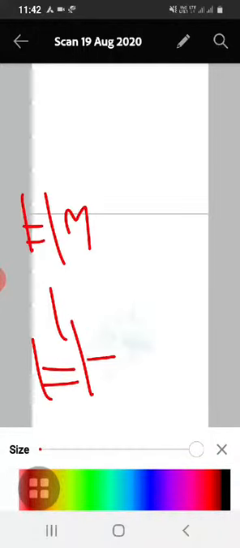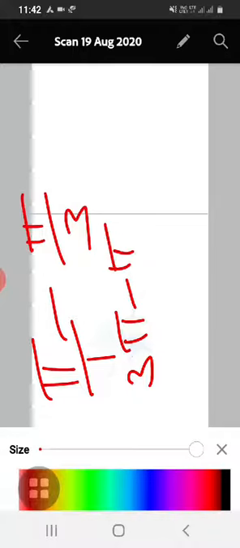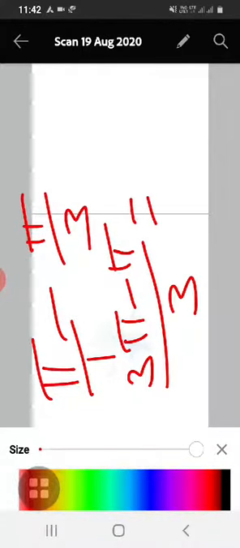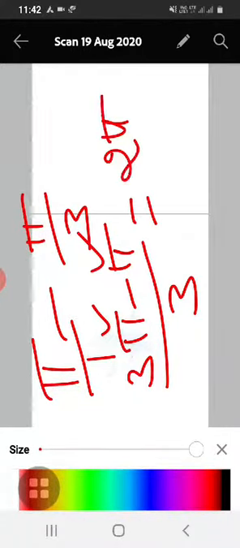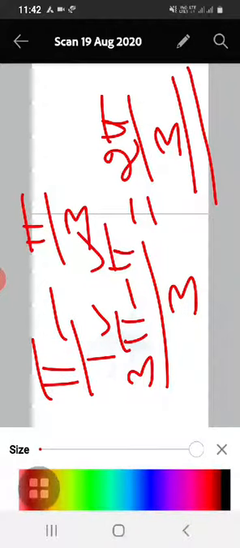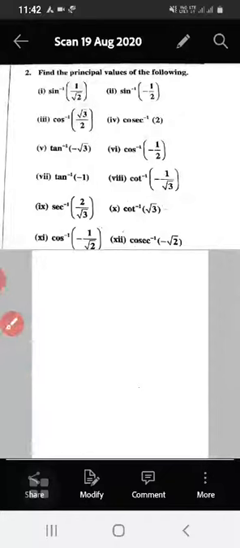Pi minus pi by 3 becomes 3 pi minus pi by 3. So 3 pi minus pi will be 2 pi by 3. So this is the principal value, and of course it belongs to the range. In this way we can work out the problems here. Let us consider the 12th one, the last one.